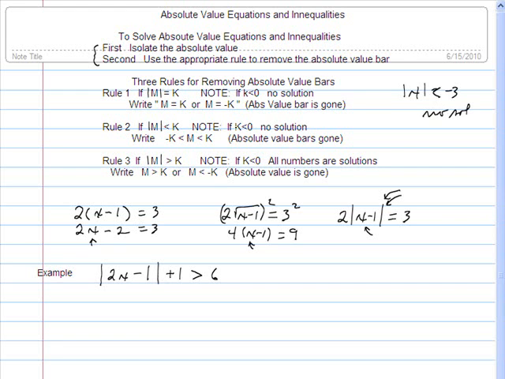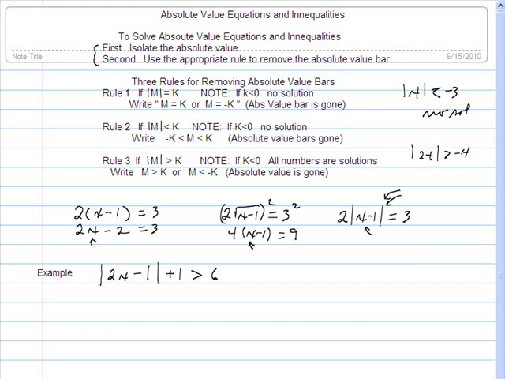Number 2 again says if k is less than 0, there's no solution. Number 3 says if k is less than 0, all numbers are solutions. Suppose I had absolute value of 2x is greater than -4.